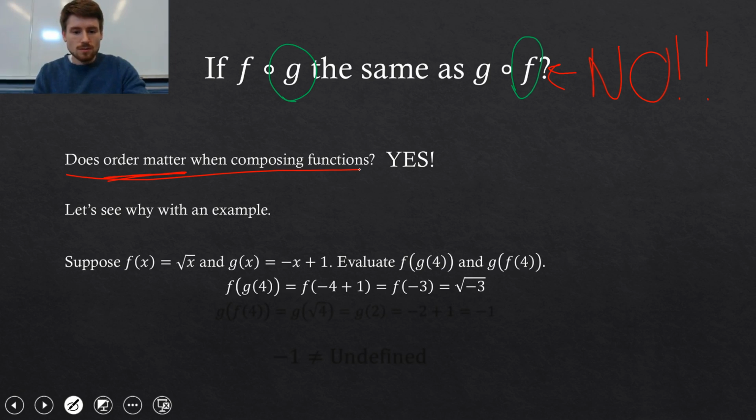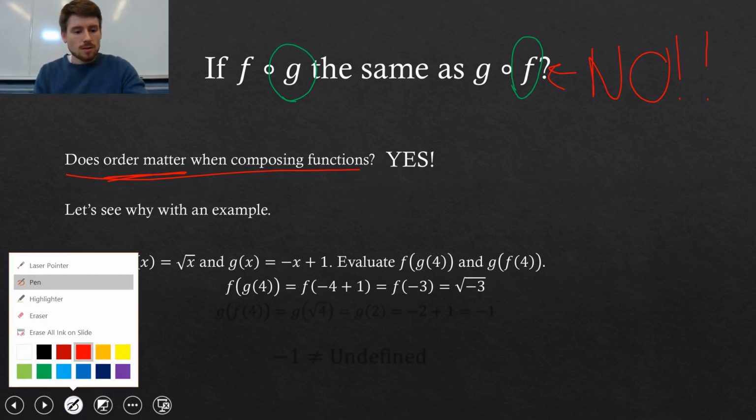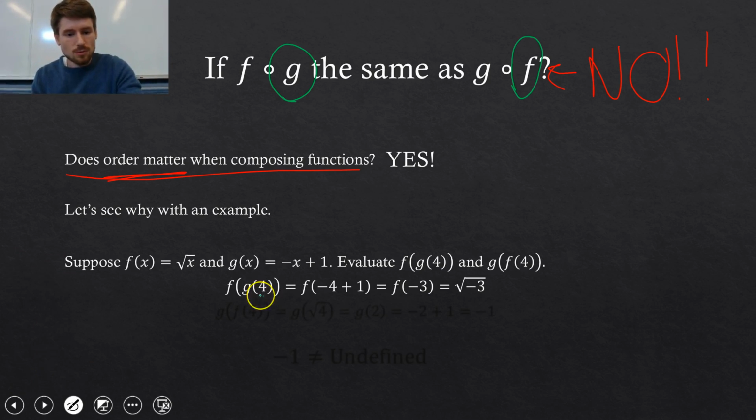So, f of g of 4, the first one. We take 4 and plug that into g, so you end up with negative 4 plus 1, and the answer to that is negative 3. So g of 4 right here is negative 3. That gets plugged into the function f, and we get the square root of negative 3, which is undefined. So at the end of doing the function composition f of g of 4, we get root negative 3, undefined.